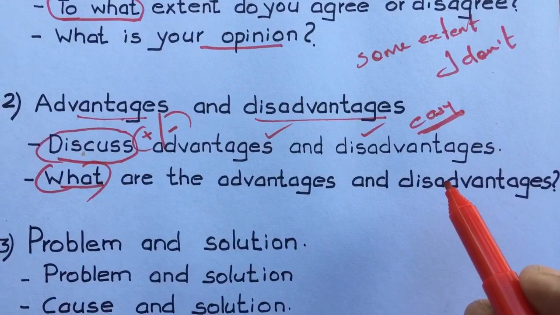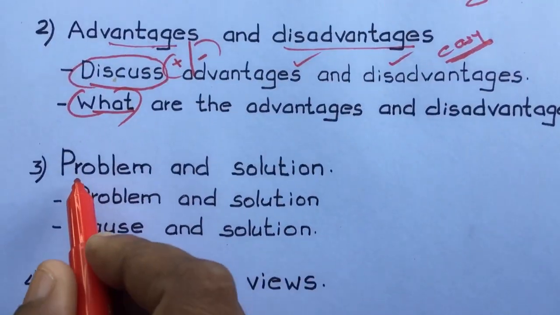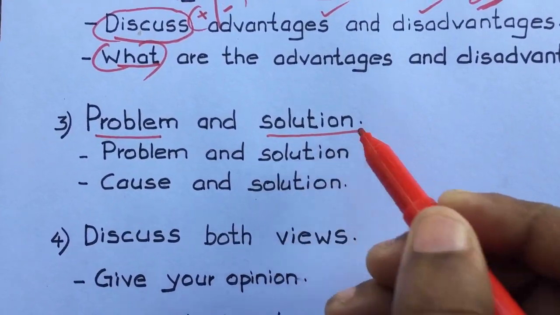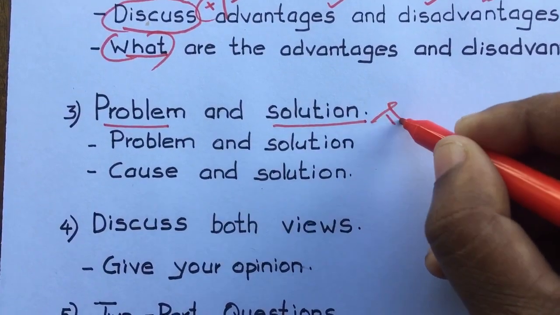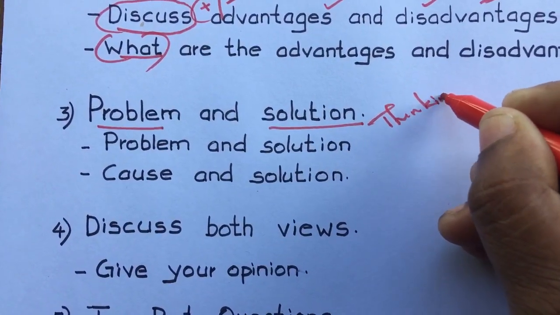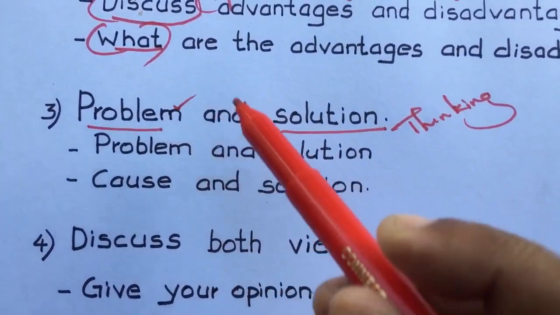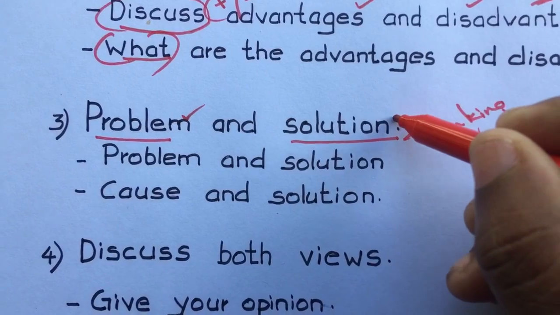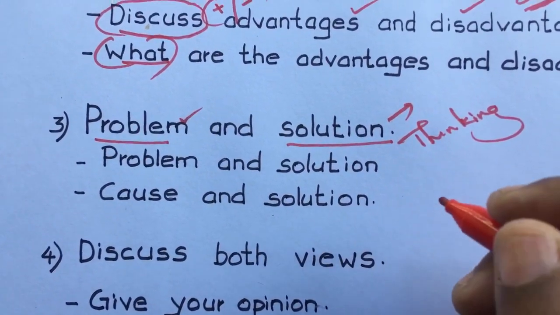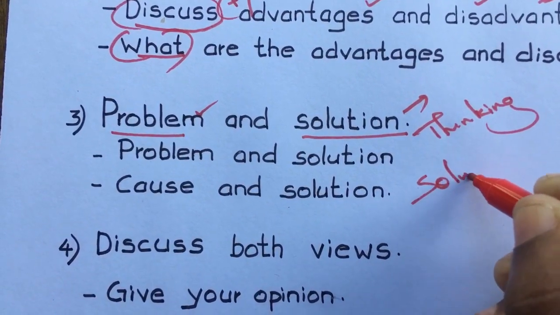Where you may not be confused in any aspect of this. And the next is problem and solution. So this is kind of a thinking question. You have to think clearly about what you can write, because they have given you a particular problem and they have asked for a solution for that. How you can solve this problem is very vital.